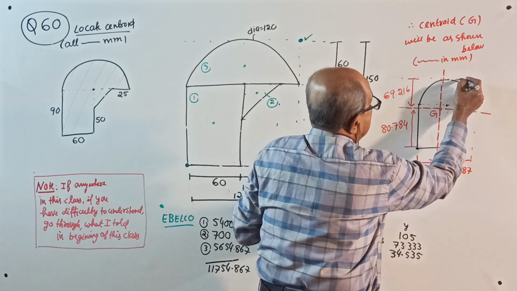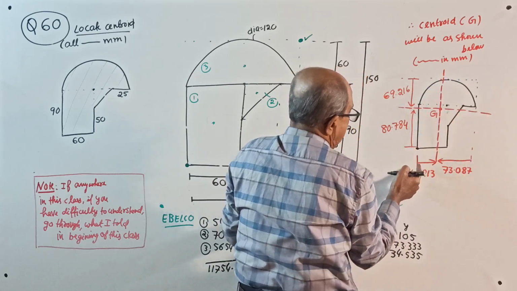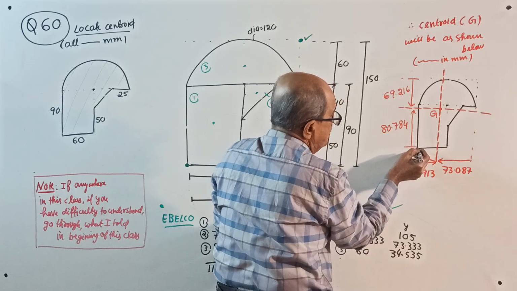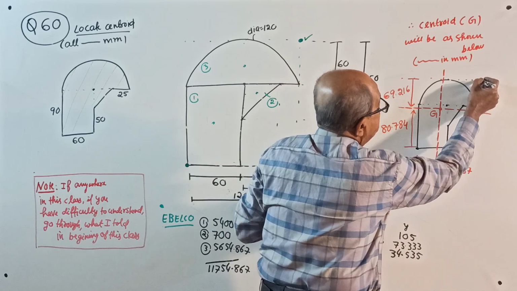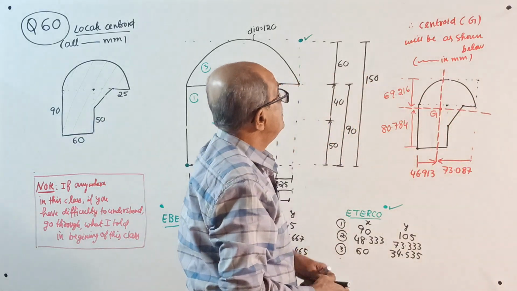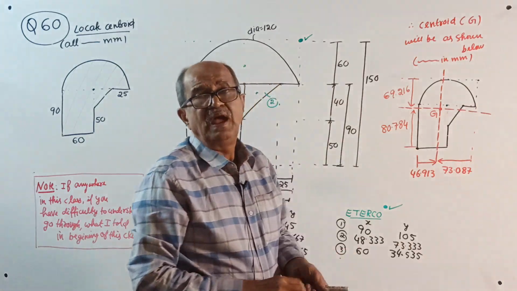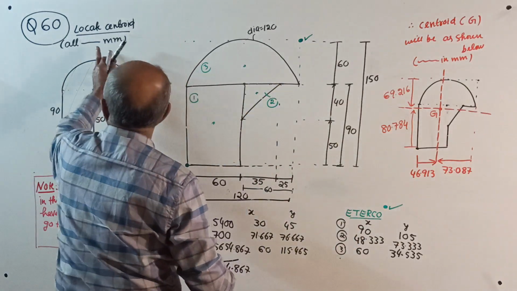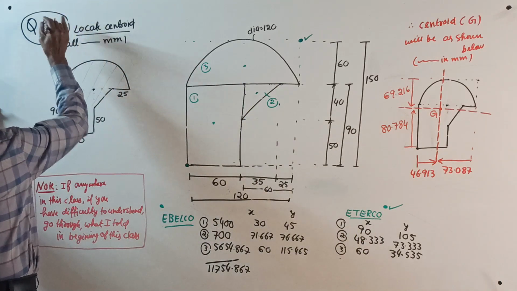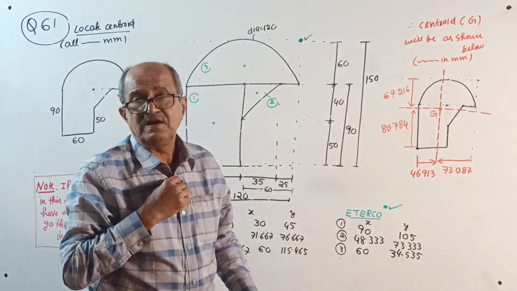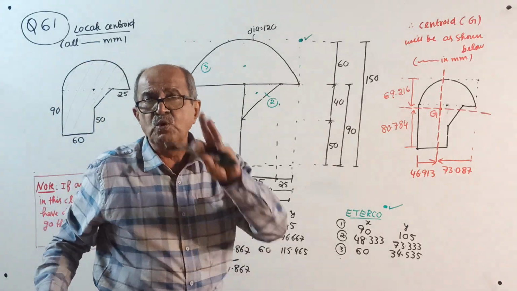See, these are the answer with this origin, and this is the answer with this origin. Okay. Therefore, centroid G will be as shown in figure. Question number 60 over, next 61. I will write and start. Today 4 questions, that's all.